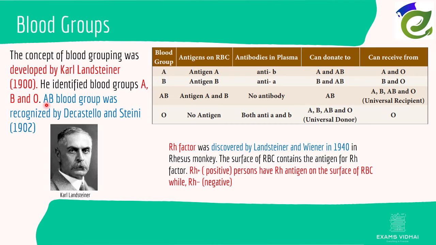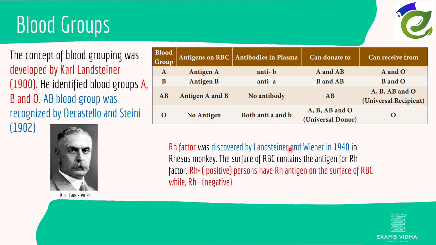Well, blood group AB was discovered by De Castello and Sturli. So this is the blood group AB that they discovered in the year 1902, and Landsteiner discovered in 1900. The Rh factor was discovered by Landsteiner and Wiener in 1940 in a rhesus monkey.